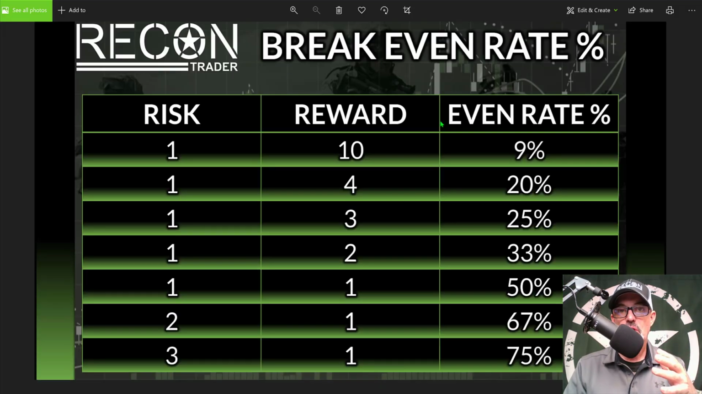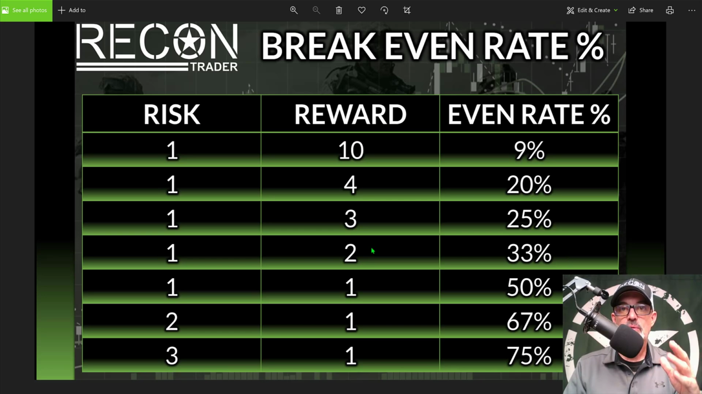And if we jump over to this chart, which is basically a break-even rate percentage based on risk versus reward, you can see if you have a 1-to-2 risk versus reward ratio, you only have to be right 33% of the time to break even. If you are right 34, 35, or 40% of the time, you're profitable.